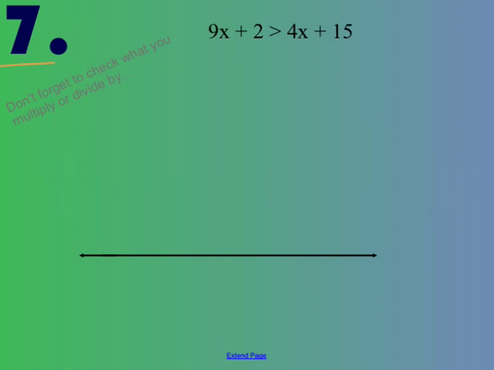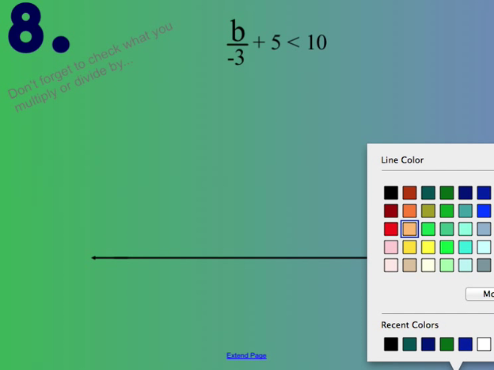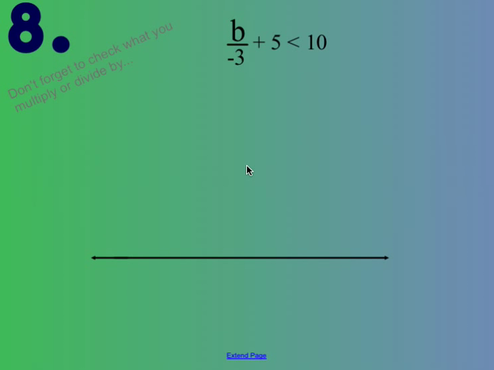Okay, so let's take a look at number 8. For number 8, we want to get that B by itself. So we're going to subtract 5 from both sides. And then we get B divided by -3 is less than 5, because 10 minus 5 is 5. So now that B is being divided by -3, to get that B by itself, I actually have to multiply by -3, because that's the opposite of dividing. Well, I need to flip my symbol because I multiply by a negative number.